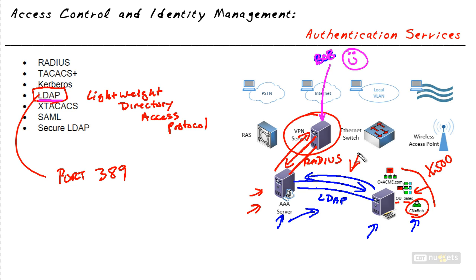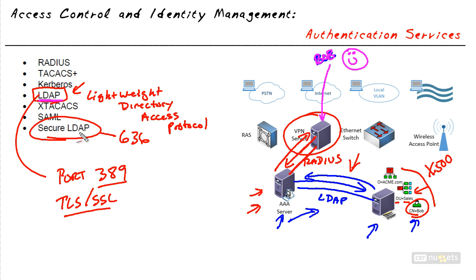Now, one of our challenges is, what if somebody's eavesdropping on the communications between our AAA server and the LDAP server? Normal LDAP on port 389 is not encrypted. However, what we can use is TLS/SSL, the same technique we use to protect and make secure sessions between a browser and a web server. We can use that same feature along with LDAP, and they call that secure LDAP. And secure LDAP uses port 636. So standard LDAP is port 389, and secure LDAP is port 636 at the transport layer.